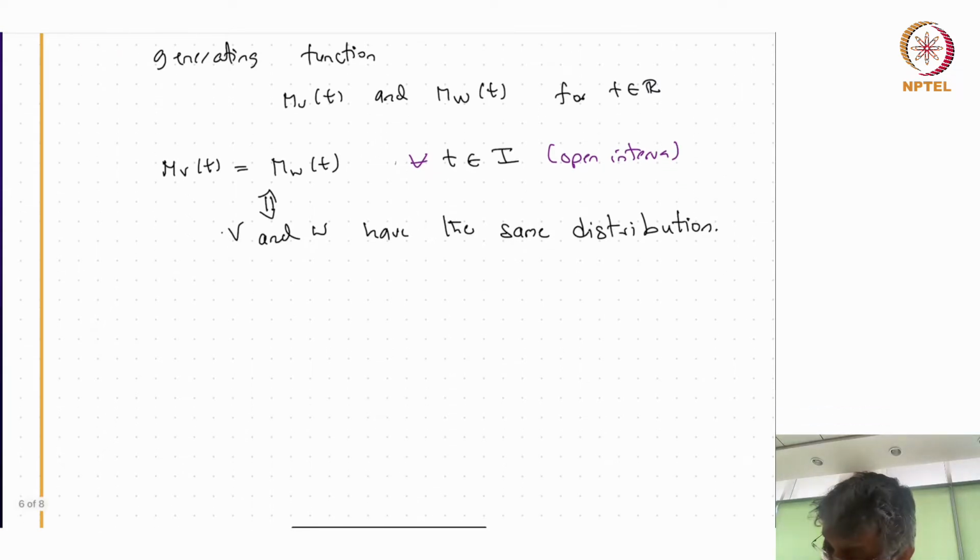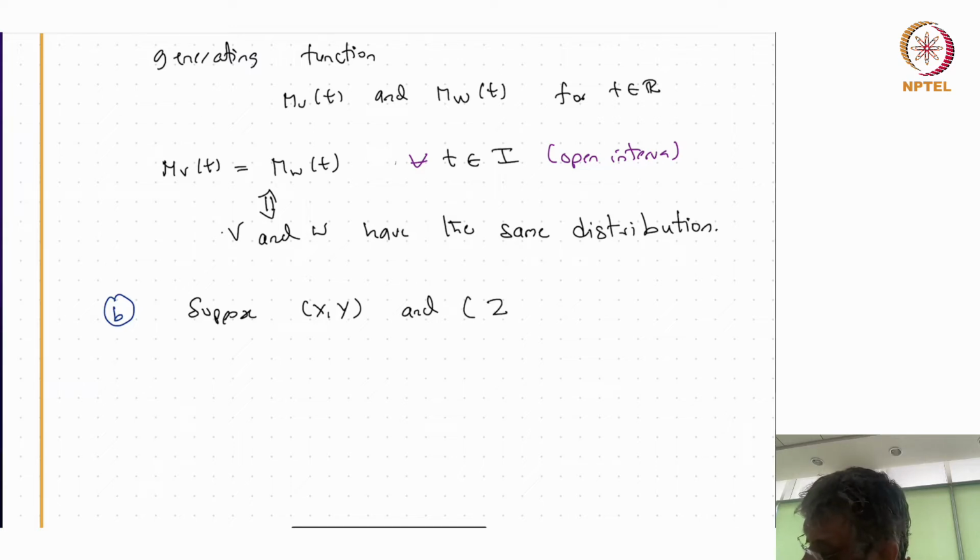Now let's do the two variable case. The same thing applies. Suppose we had two pairs of random variables, let's say (X, Y) and (Z, T), two pairs of random variables.